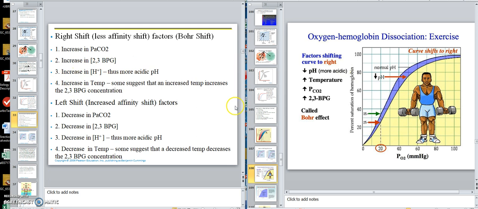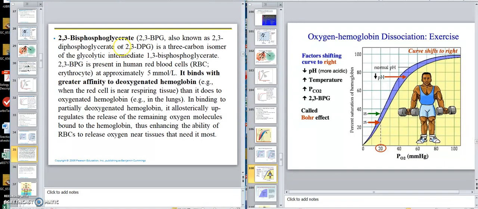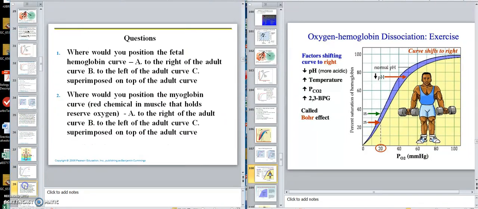All right. So we've talked about that. Okay, now I'm going to go a little further. Here's the temperature. Decrease temp, left, increase this way. Carbon dioxide, same thing. Decrease this way, increase that way. Okay, here's my talk on the 2,3-BPG thing. All right. So we go further then, and my question comes: where would you position a fetal hemoglobin curve? To the right or to the left of the adult curve? All right. Now, remember, the fetus has to pick up oxygen from the mother's blood.